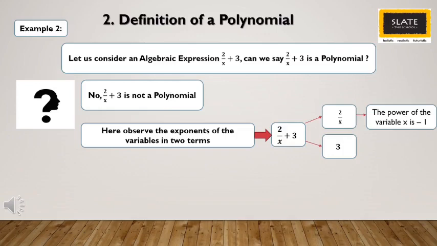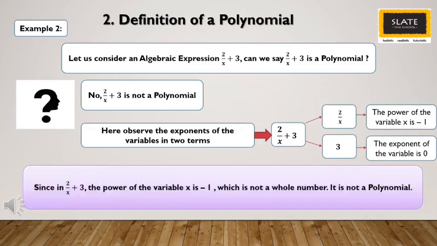Now second term is 3. As we already discussed, the exponent of variable in the constant term is 0. Since in the algebraic expression 2 by x plus 3, the power of variable x in the first term is minus 1, which is not a whole number, the given algebraic expression is not a polynomial.